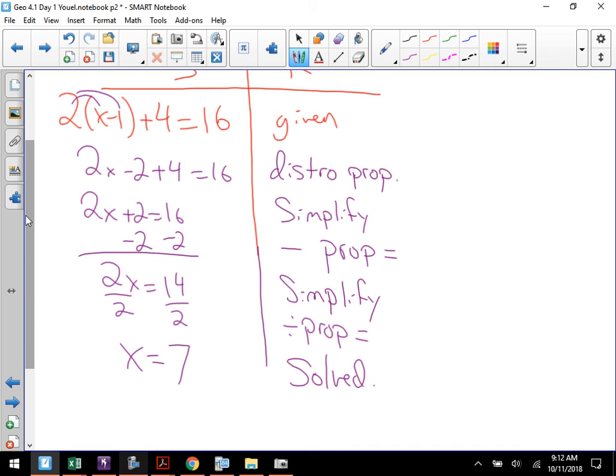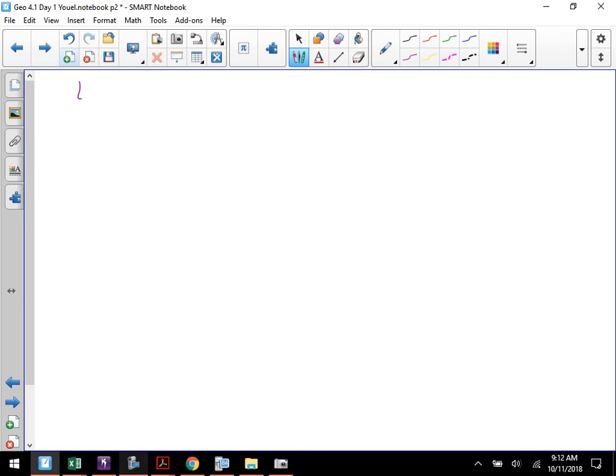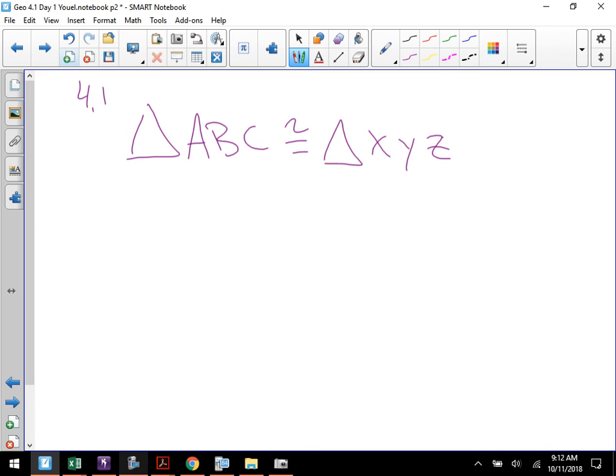And then the last little bit of stuff was what you did Tuesday. That was the 4.1 where you basically had a congruency statement: triangle ABC was congruent to triangle XYZ. So whether or not you have a diagram, you know what specific parts match to specific parts. If you had to do something algebraically, you could figure it out. If you had to list things, you could figure that out.